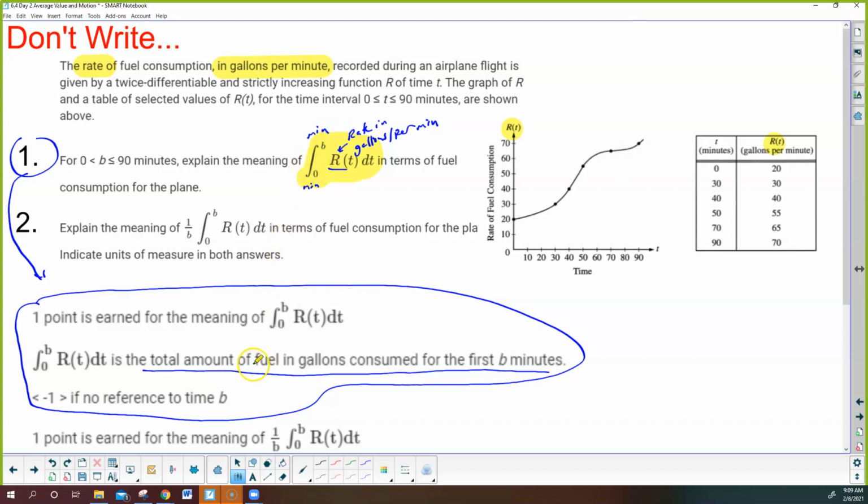So just keep that in mind. Now look at what number 2 is asking. Number 2 says, explain the meaning of this. Right? We know what we just found up here. This is the fuel consumption, but what is 1 over B? That is your average rate of change or average value. And remember, these are minutes, right? So I'm dividing by minutes again.